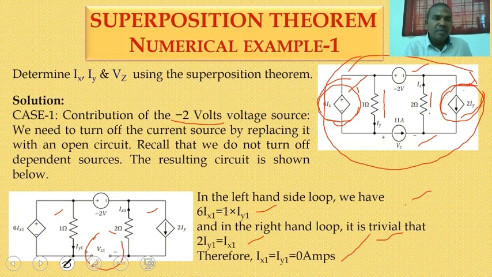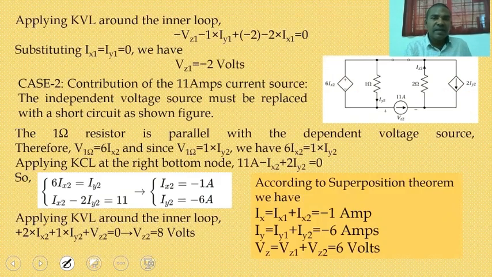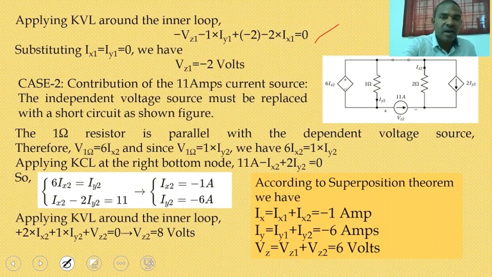Next, applying KVL in the outer loop, we get minus Vz1 minus 1 into Iy1 plus minus 2 into minus of 2Ix1. Finally, by substituting Ix1 and Iy1 as 0, the Vz1 value is minus 2 volts. Now coming to the second case, the voltage source is short circuited.